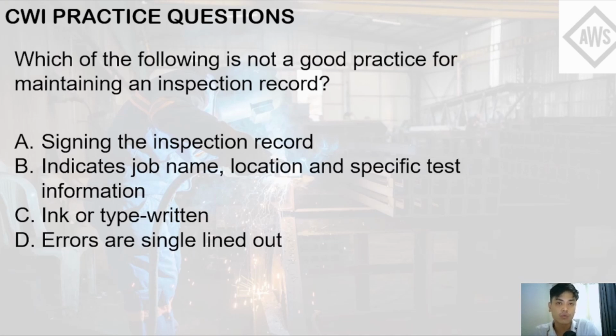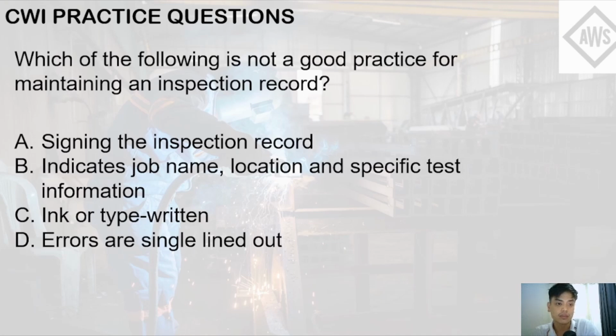So letter A, the welding inspector, or the one that created the inspection record, needs to sign the inspection record. So he needs to be accountable for it, basically, by signing his name. Indicates the job name, location, and specific test information. So it is essential that the inspection record has a corresponding job activity and location. For example, if it is a plant, the activity is conducted in the production area, for example, and the specifics of the testing that is done. So what is the acceptance criteria, what tests, procedures are done, etc.